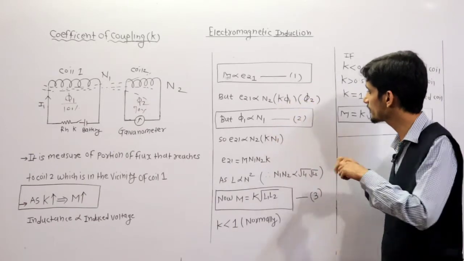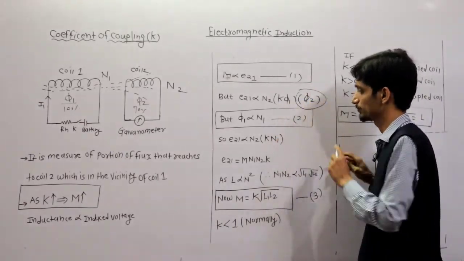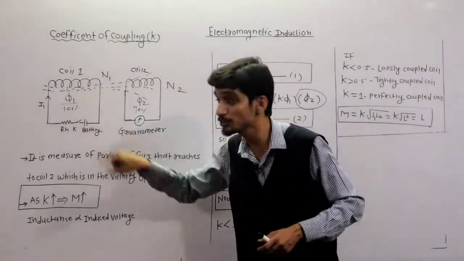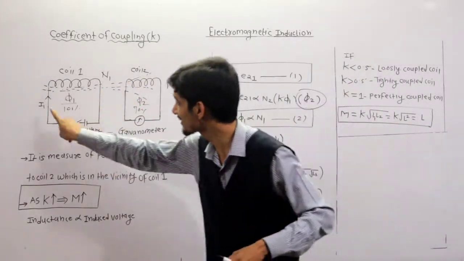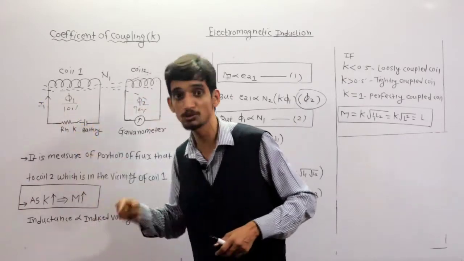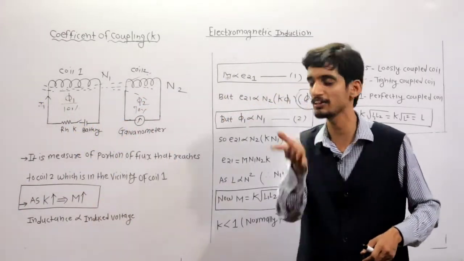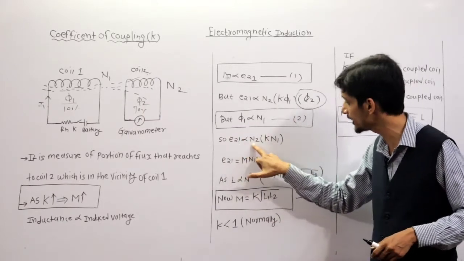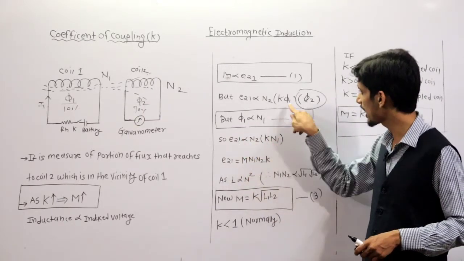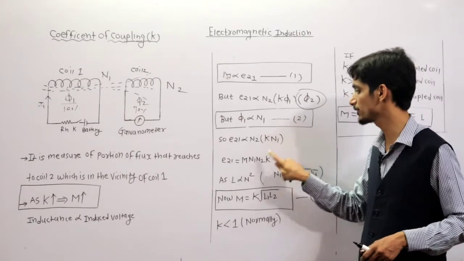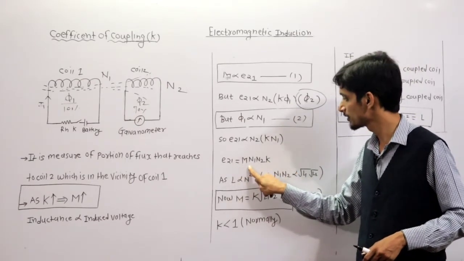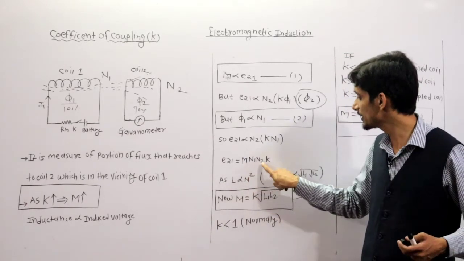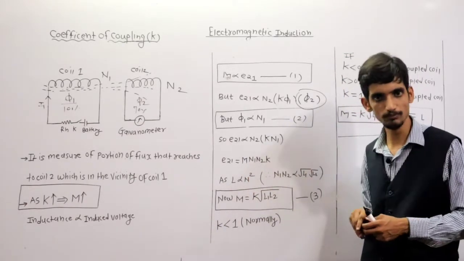Okay, this K phi 1 is actually nothing but phi 2. But phi 1 is the flux produced in the first coil, which is proportional to I1. As the current I1 is changing, phi 1 is also changing. If I1 increases, phi 1 increases. So, phi 1 is proportional to N1. That's why E21 is proportional to N2 into K. I am replacing phi 1 with N1. So, E21 is equal to M, where M means the coefficient of mutual induction, N1 into K.